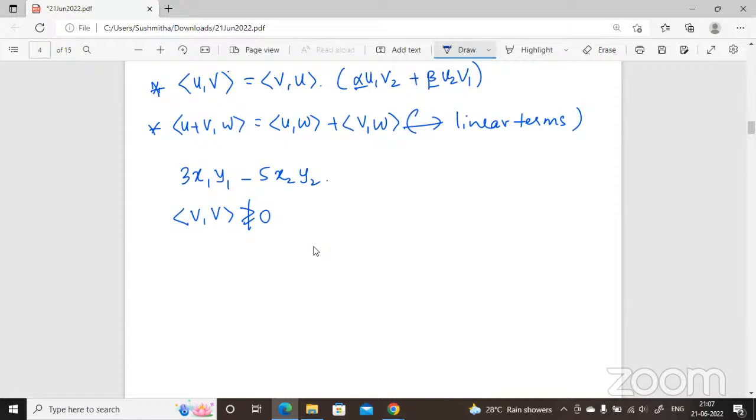Two terms having negative term. Why negative? You already have a minus sign here. Make use of that. 0 comma 1 will do the job, right? What is the inner product of 0 comma 1 with 0 comma 1? 3 times 0 times 0.